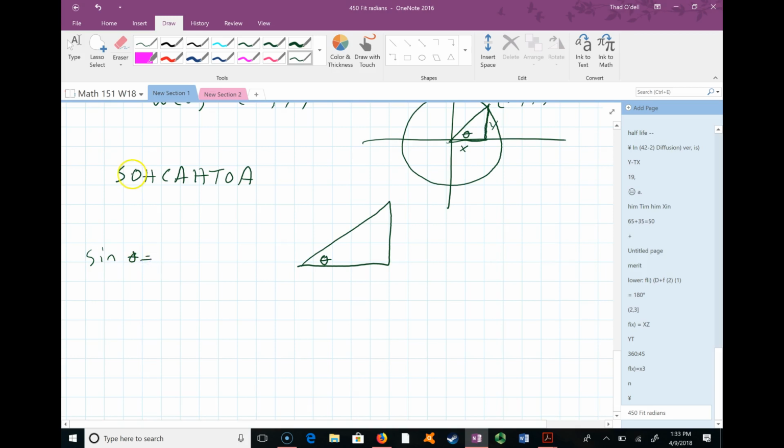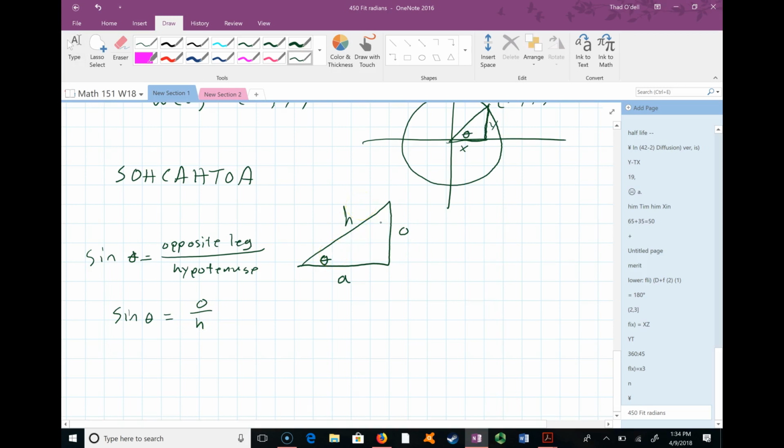is always equal to, the O stands for opposite side, or opposite leg, and the H stands for hypotenuse. So the hypotenuse would be right here. This is the opposite leg from theta. This is the adjacent leg from theta. Okay, so in this case, sine of theta would be equal to O over H, because that's the side opposite theta, and this is the hypotenuse.